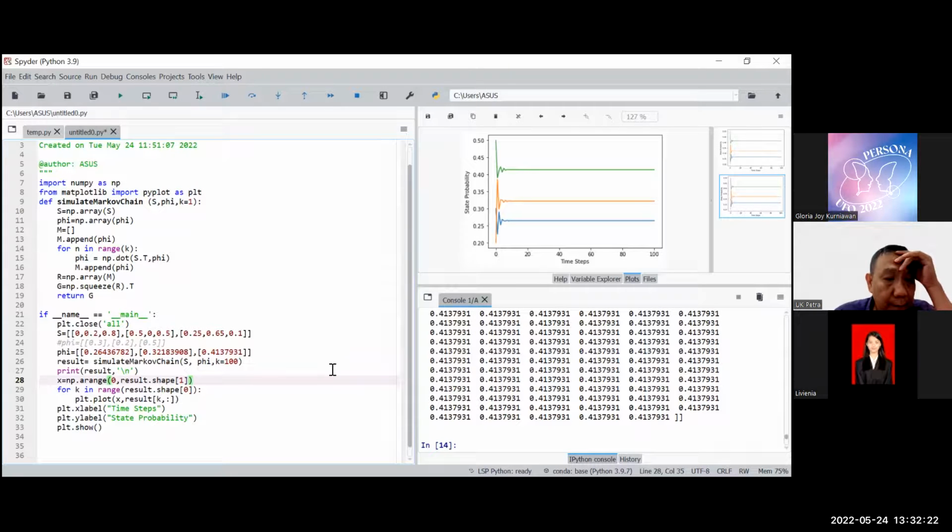So, wait. Your code, let me check. 0.2, 0.8, 0.5, 0.5, 25, 65, 1. Oh, that's supposed to be correct. That's supposed to be correct. But I don't know why you cannot get the final distribution.